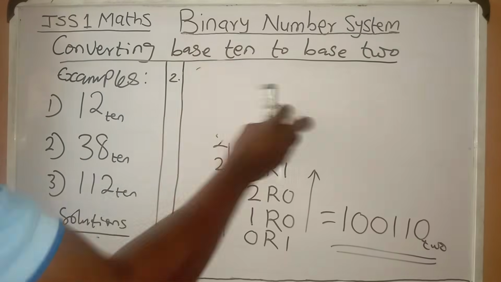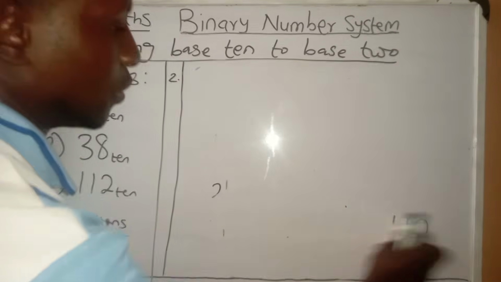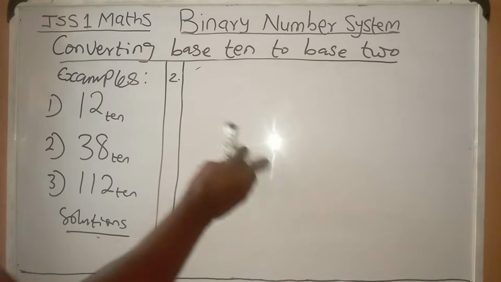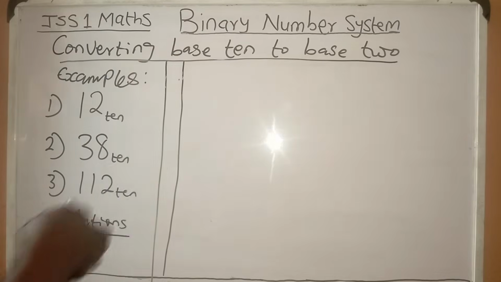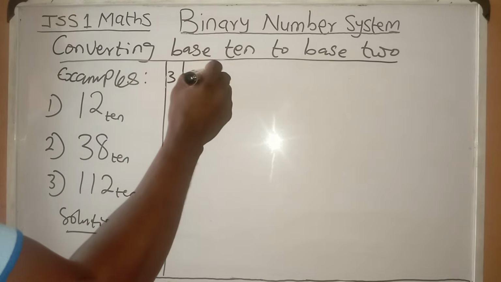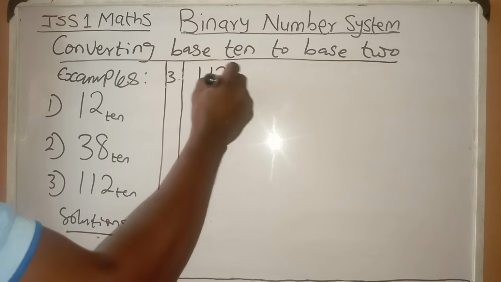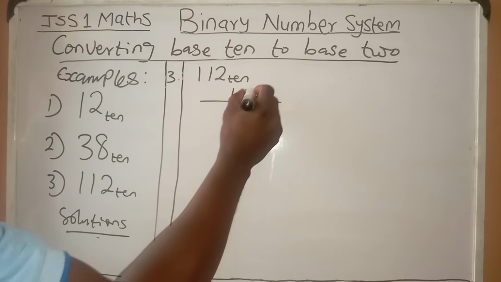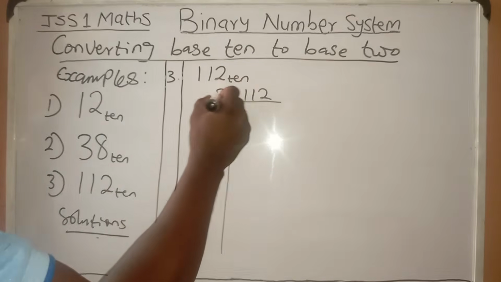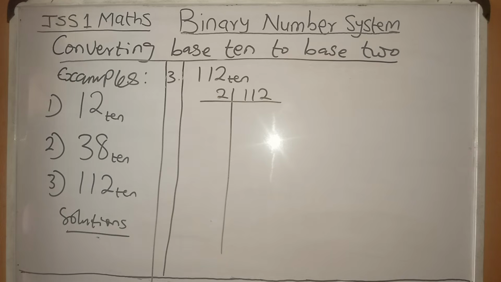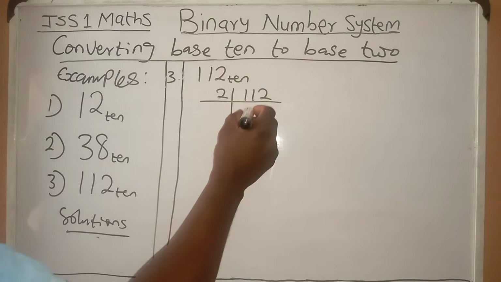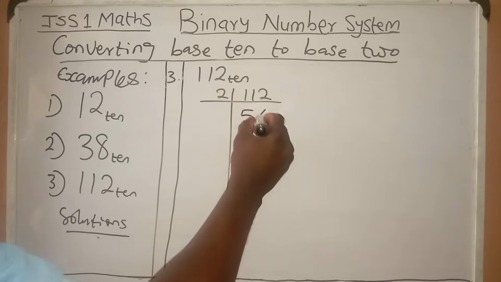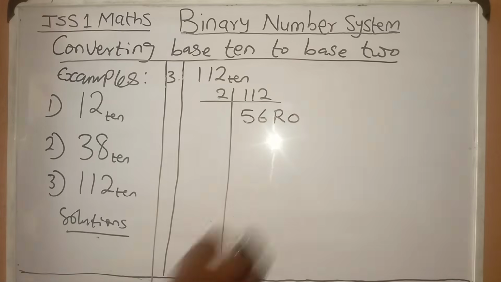Let's do it quickly. Question number 3. 112 in base 10. We are changing it to base 2. That means we have to use 2 to divide all through. 2 divide 112, what will it give us? That will give us 56. Remainder nothing. So 0 will remain in this instance.